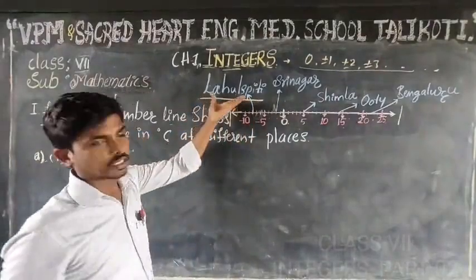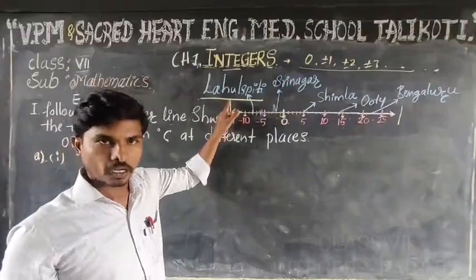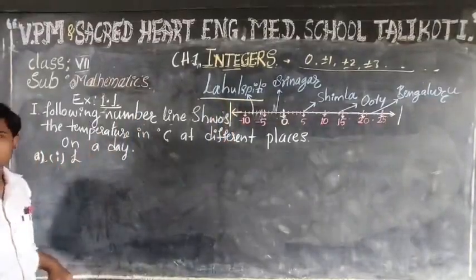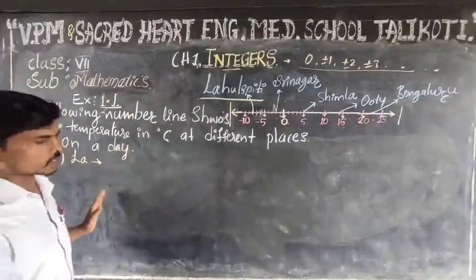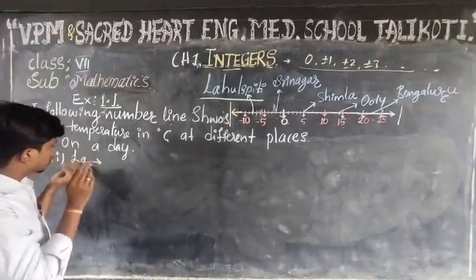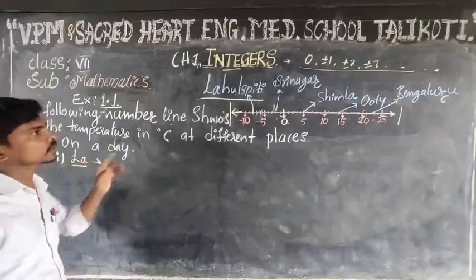What is the name of the city? Lahul Spiti. Is it a name? Just write it as this. Otherwise, I will write a simple LA, a short form, because of shortage of place. You must write the full form of the city.